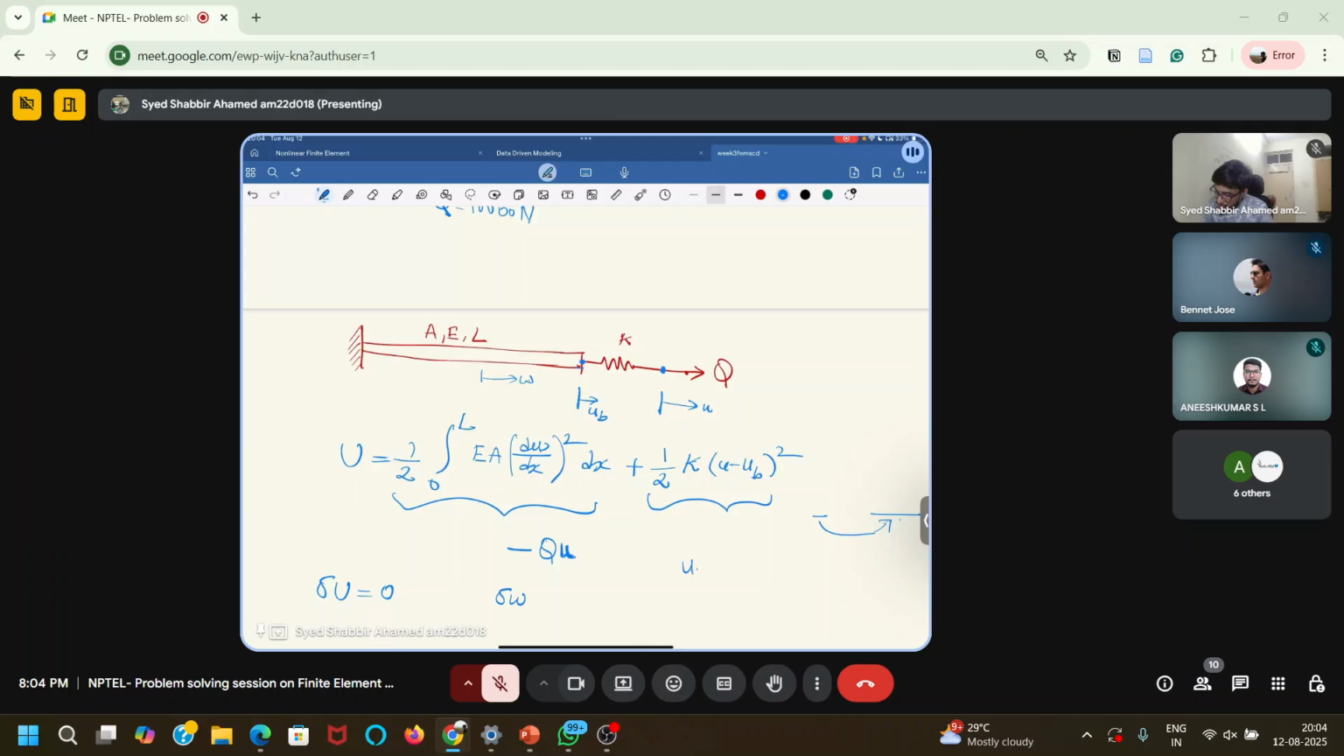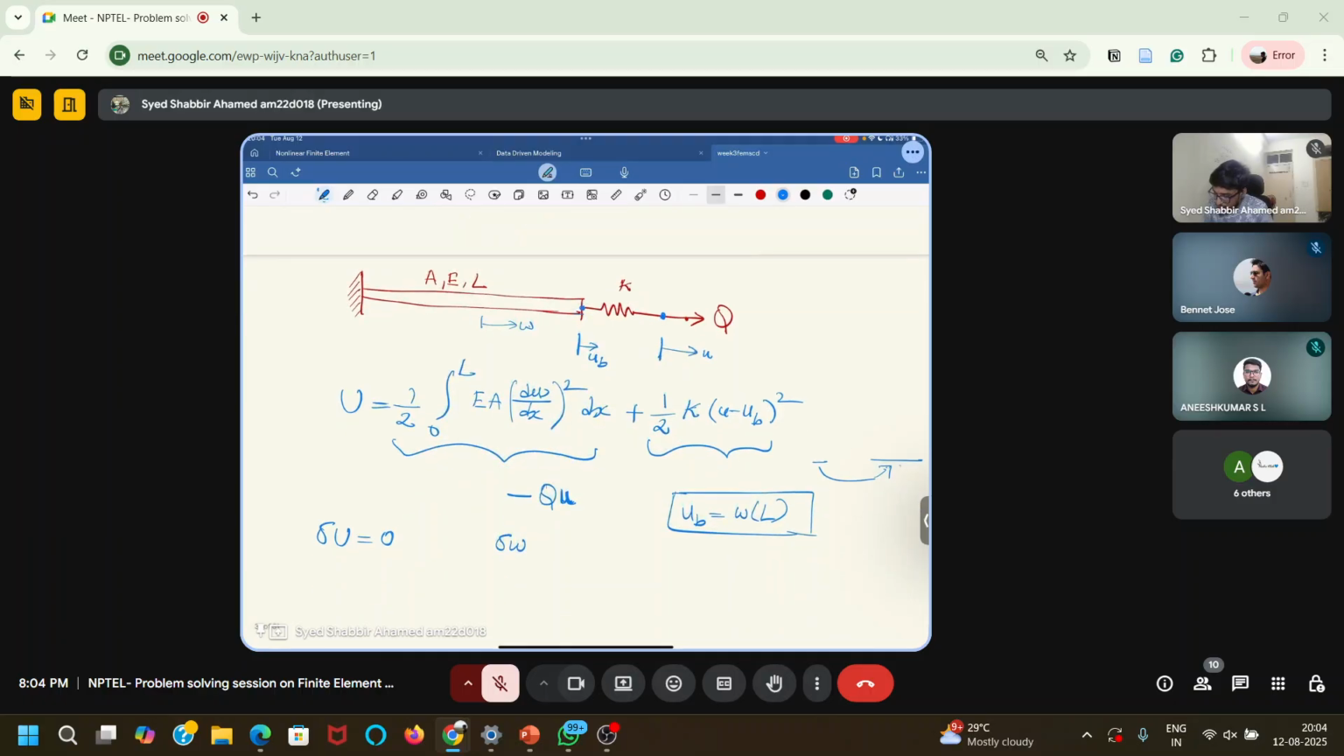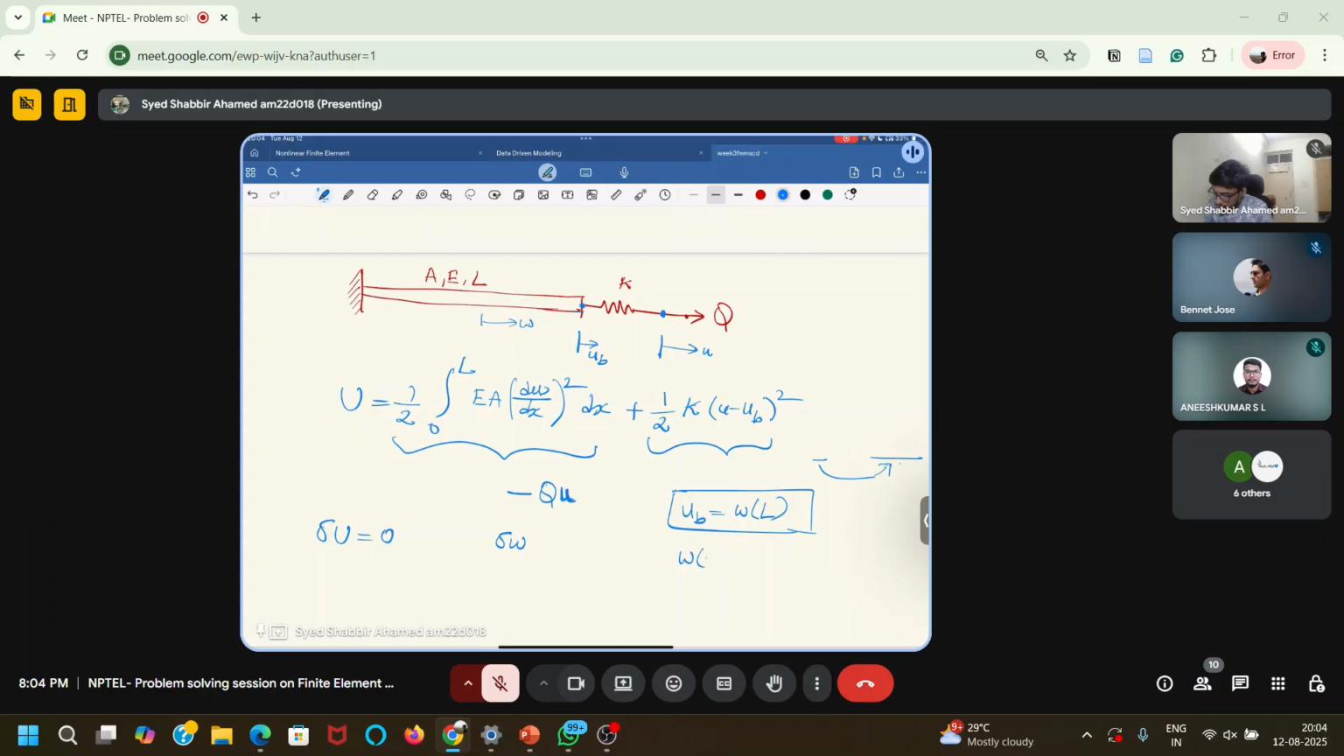And you also take delta ub is equal to w of L, and w of 0 is also 0 here, because the fixed end is not moving anymore. So using the previous approach, you apply the variational and do all the simplifications, do the integration by parts, and you will get the strong form of this equation.